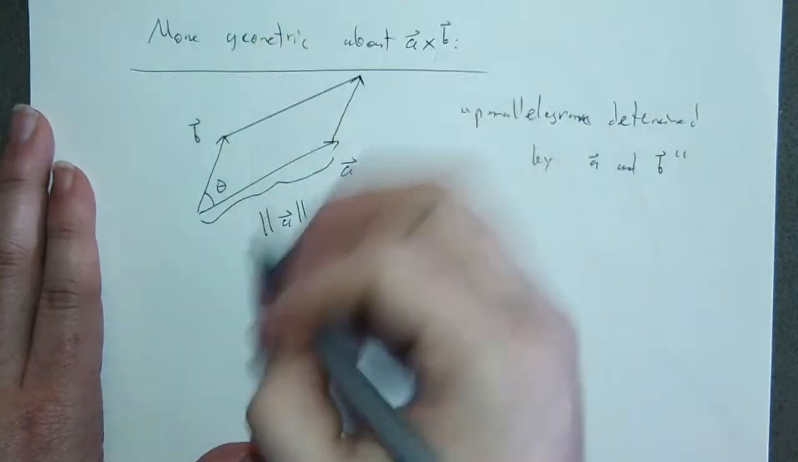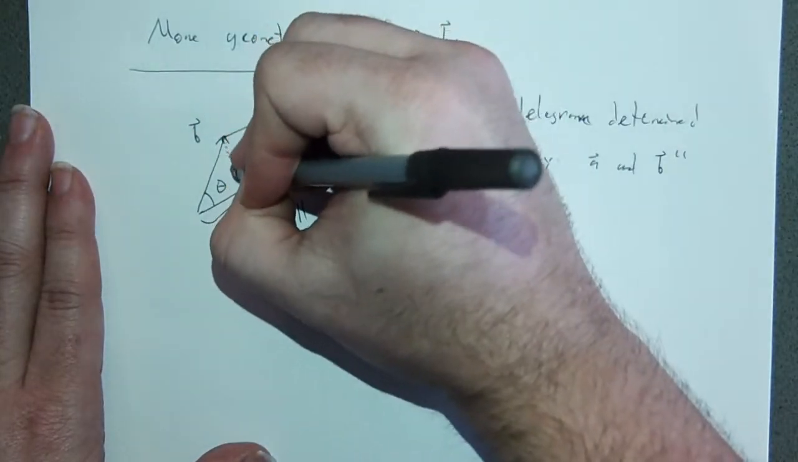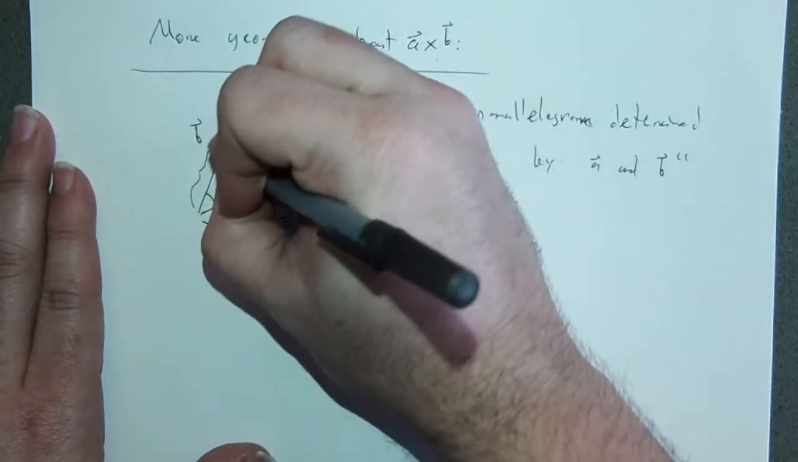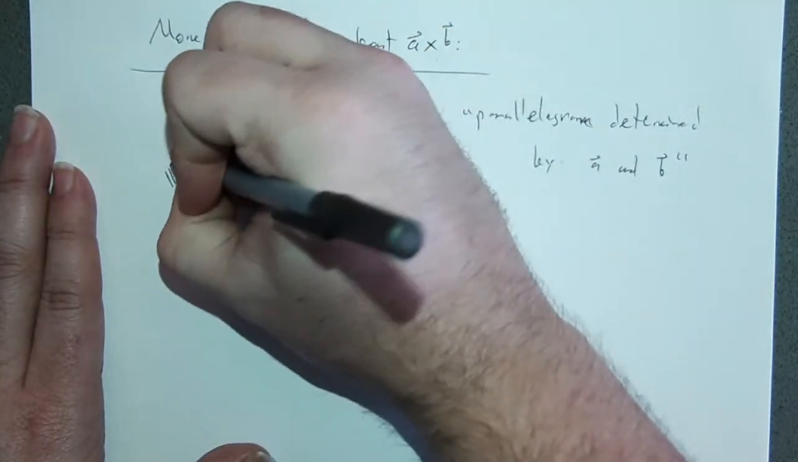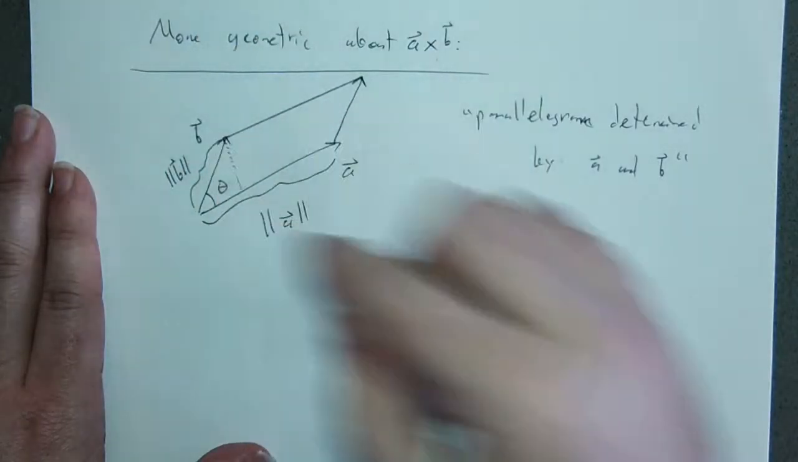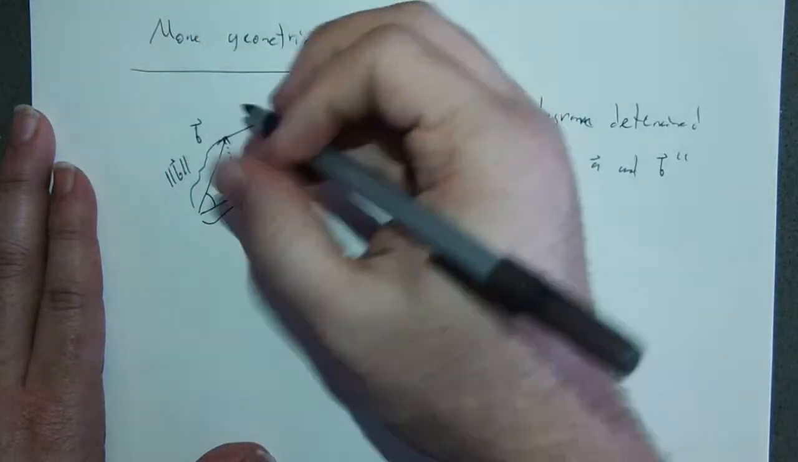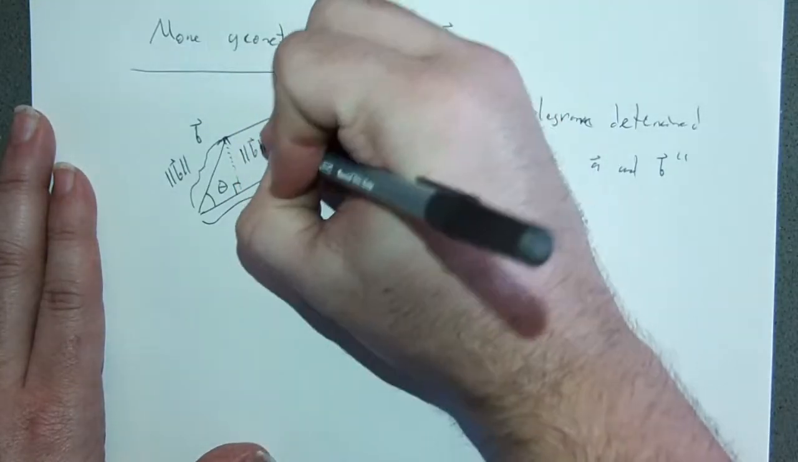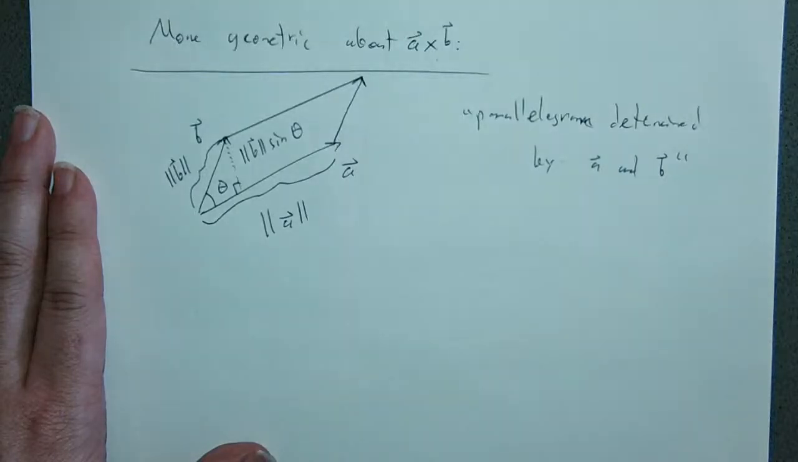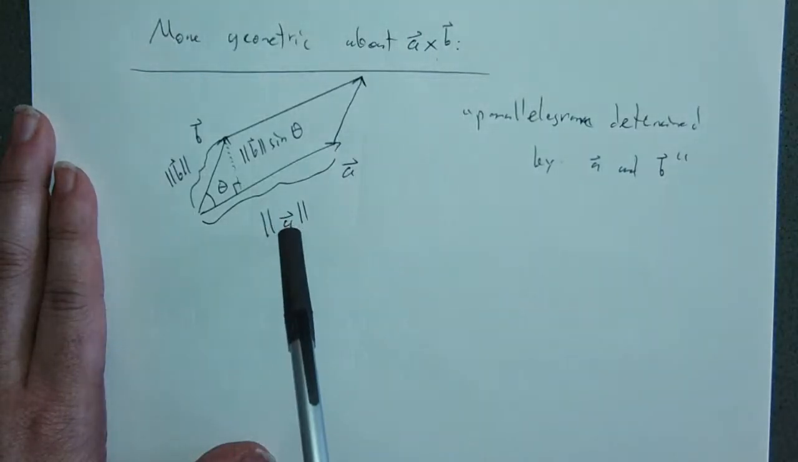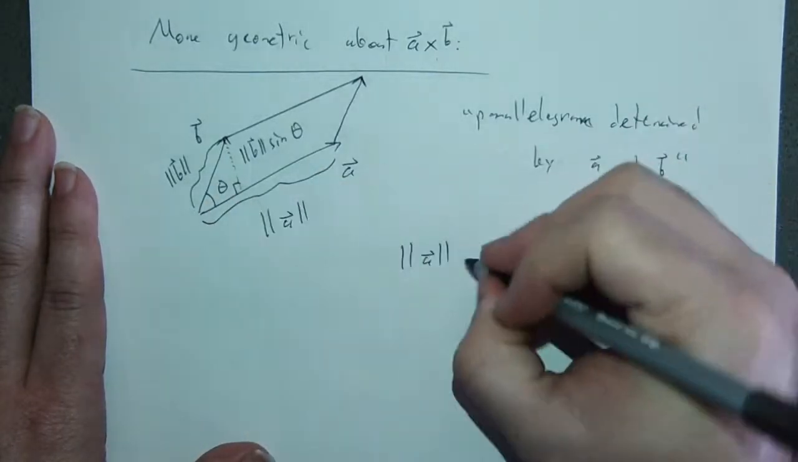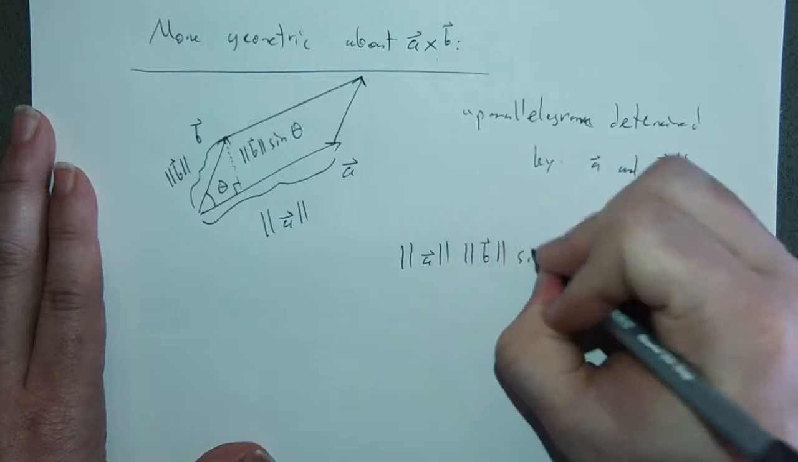And what's the height here? Remember, it's not the slant height, it's the actual height. What is that height? Well, if this is B, and this vector, of course, has length B, what is that? Well, just by basic trig, right? This is a right triangle. And so what is this side? This is the length of B times sine theta. This is just basic trig, right? So then length times height would be the length of A times the length of B times sine theta.